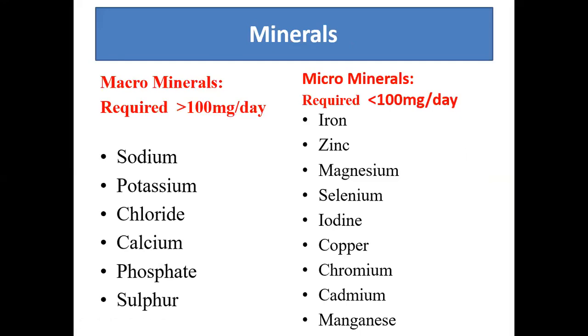Now, briefly discussing minerals. We have macro minerals and then we have micro minerals. Macro minerals are minerals that are required in greater than 100 milligrams per day. The examples of that would be sodium, potassium, chloride, calcium, phosphate, and sulfur. Whereas microminerals are minerals which are required in less than 100 milligrams per day. And they will include iron, zinc, magnesium, selenium, iodine, copper, chromium, magnesium.